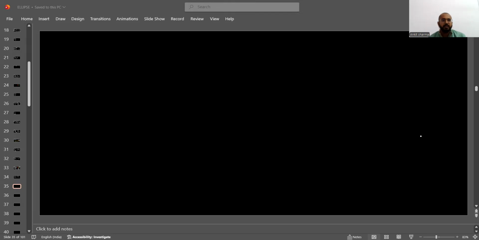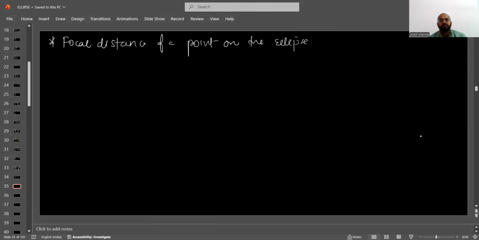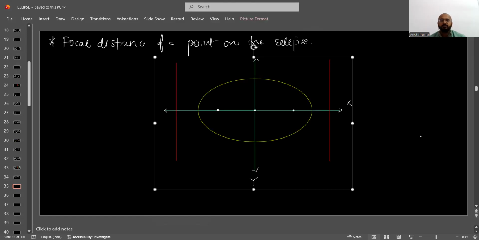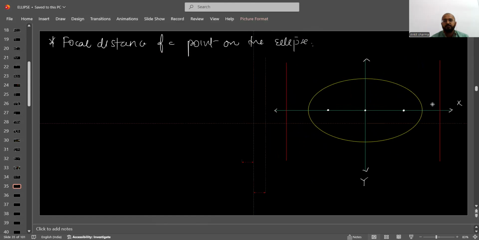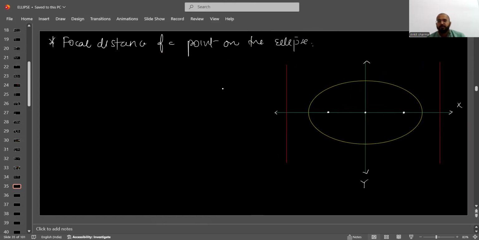Now, focal distance of a point on the ellipse. That means what? I have a point and it's on the ellipse. Let's say, for example, this is my point P. And I want to see what's the distance of this point from this focus. Focus S, this is A E comma 0. This is S dash, minus A E comma 0. And this point is A by E.